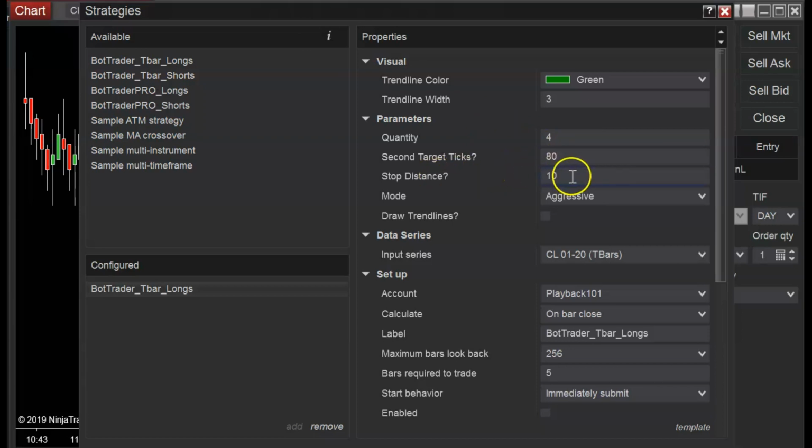The stop distance, again, I think that's pretty self-explanatory. This is the number of ticks away from the T-bar low. You can set it to 1, which is the most conservative, you can set it to 5, you can set it to 20, totally up to you. I'm going to set mine to 5, so 5 ticks is going to be the stop. Most of this, as you can imagine, is very self-explanatory. Once you're done selecting your parameters, all you have to do is hit OK.